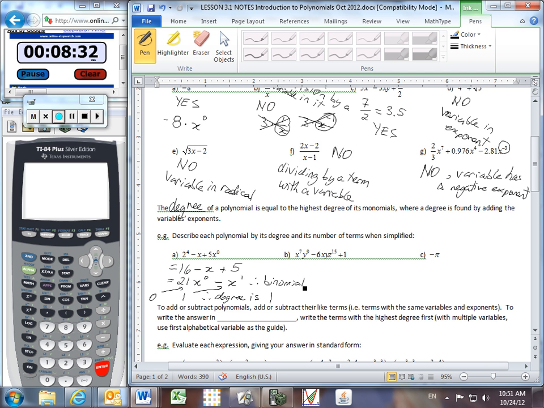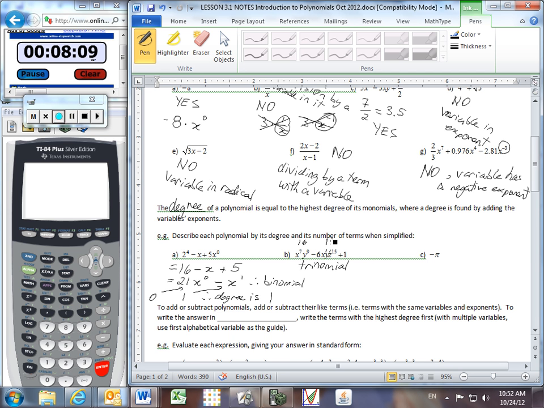Alright, part B. I can't simplify any of this, so it's clearly a trinomial because it's got 3 different terms in it. Let's look at the degree. This first expression, my variable's exponents are 7 and 9. That's a total of 16. In the second one, don't forget your hidden 1s by the x and the y. That's actually got a total degree of 17.